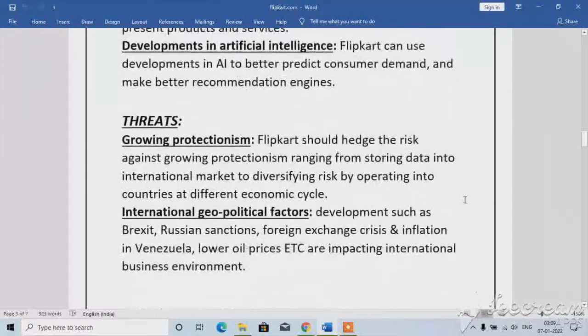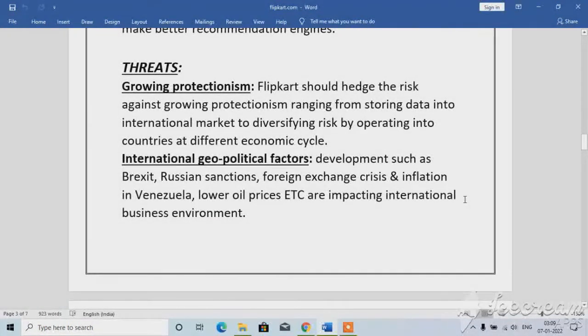And the last, threats. Growing protectionism. Flipkart should hedge the risk against growing protectionism, ranging from storing data in the international market to diversifying risk by operating in countries at different economic cycles. Second, international geopolitical factors. Developments such as Russian sanctions, foreign exchange crisis, and inflation in Venezuela, lower oil prices, etc. are impacting the international business environment.